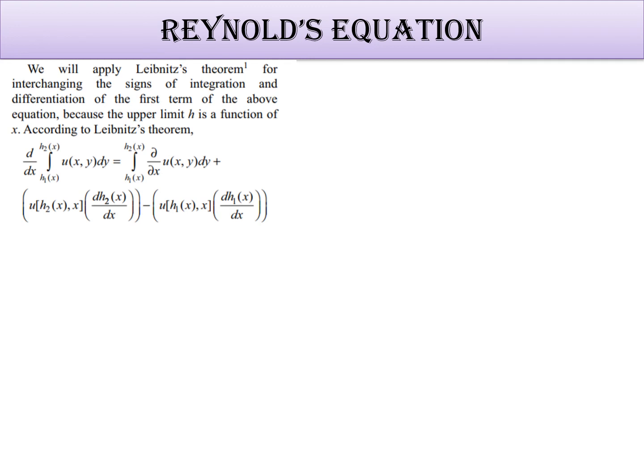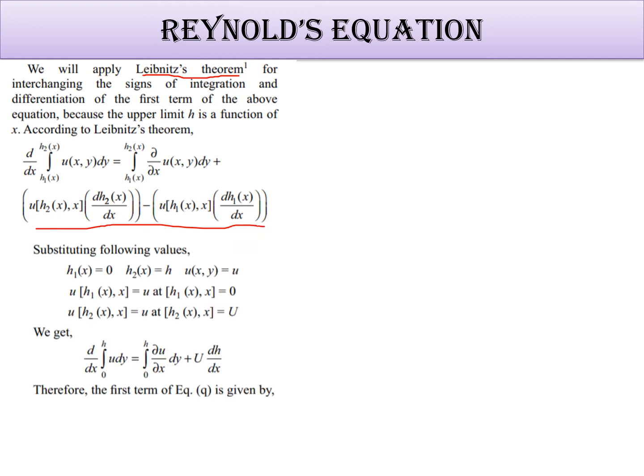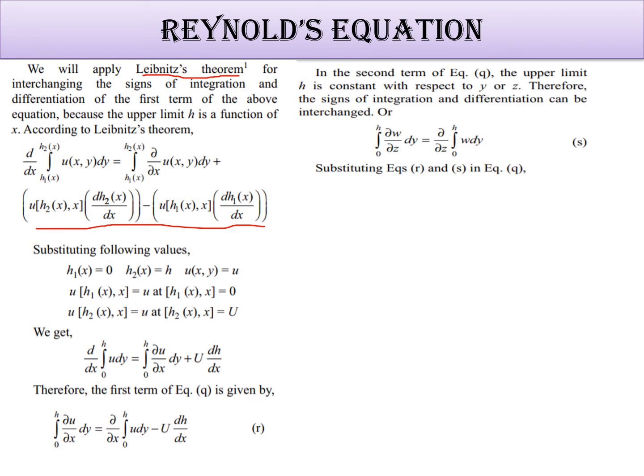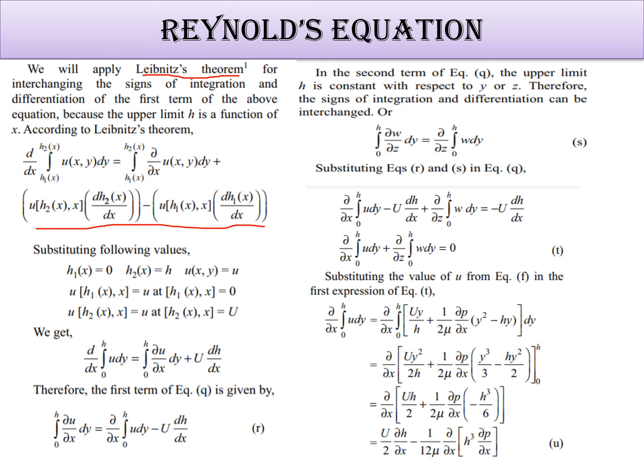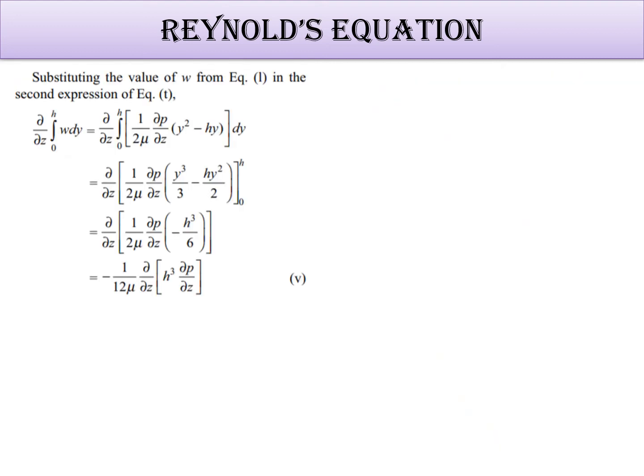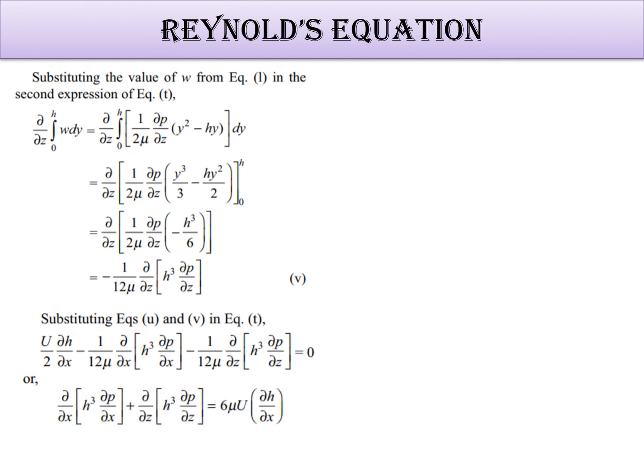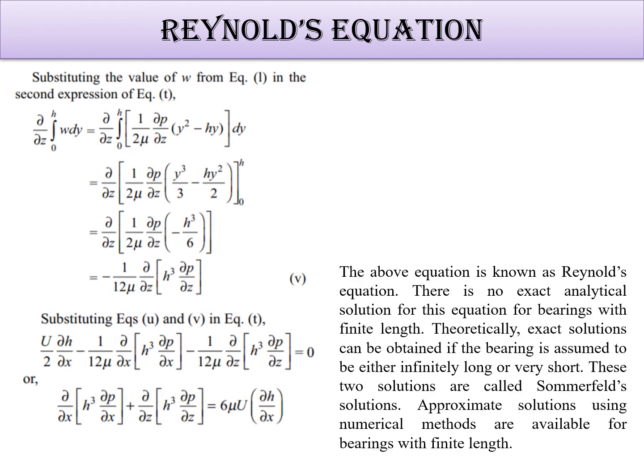Now by solving this term with the help of the Leibniz theorem for interchanging the signs of integration and derivation of the first term. So according to the Leibniz theorem, what do we get? This term we get here, and this is the solution we get here. Now substituting the following values, that is h1 of x equal to 0, h2 of x equal to h, we get this equation. Now putting in the second term and solving all these terms, we get the final equation as this.